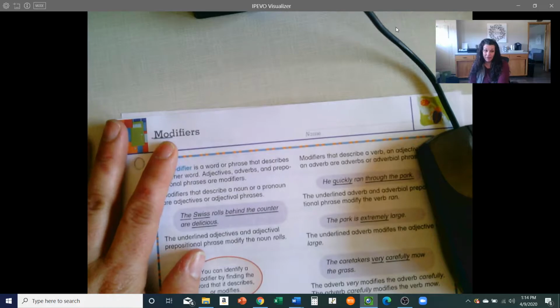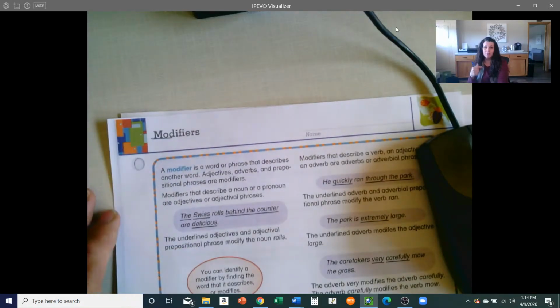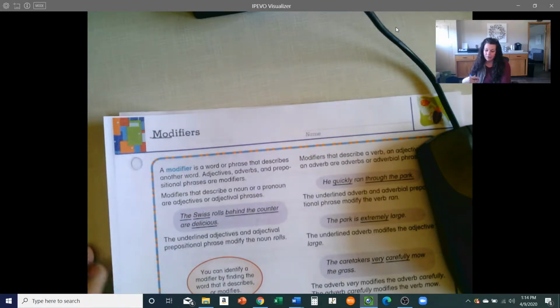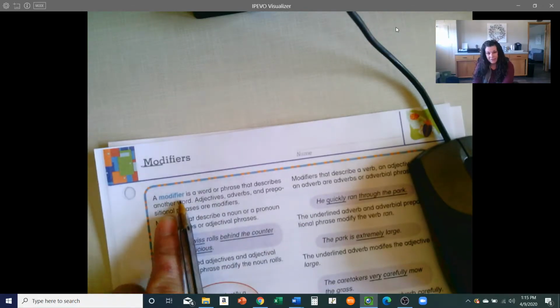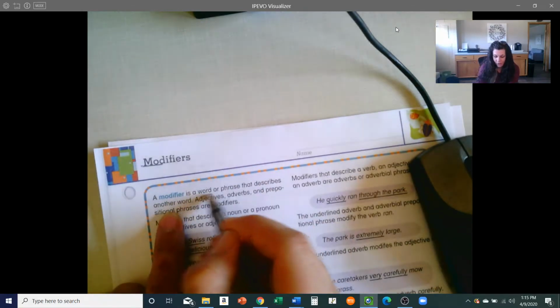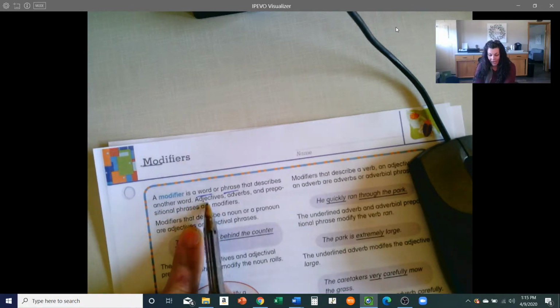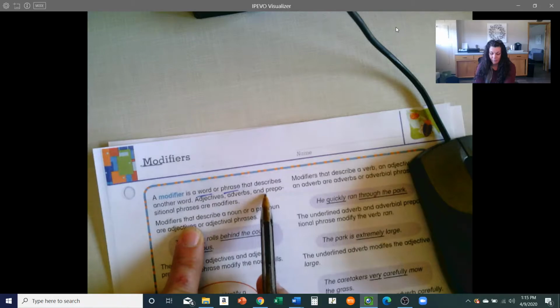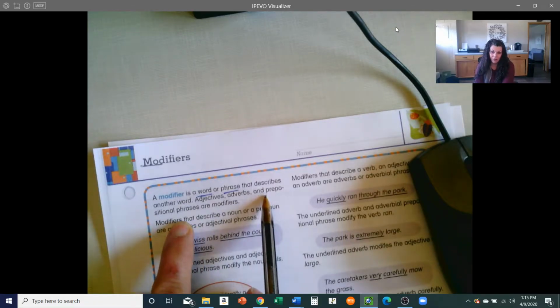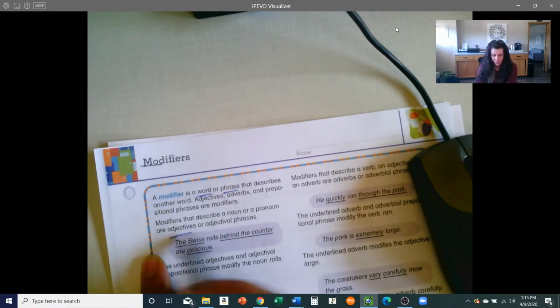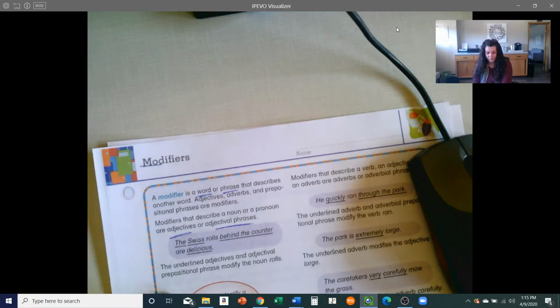We've already talked about that word, modifiers. Modifiers modify things. That means you change it. You make it be different, make it be more specific. So here it has this definition that's helpful. So it's a word or a phrase that describes another word. So adjectives, adverbs, and prepositional phrases are all modifiers. Modifiers that describe a noun or a pronoun are adjectives or adjectival phrases.